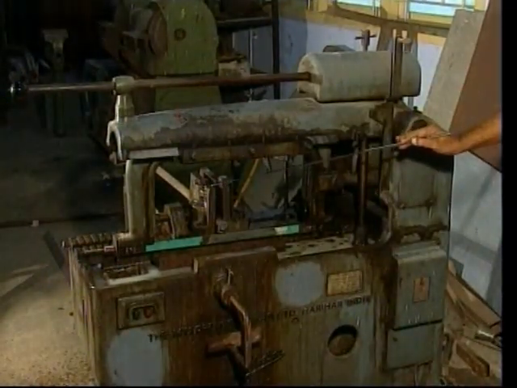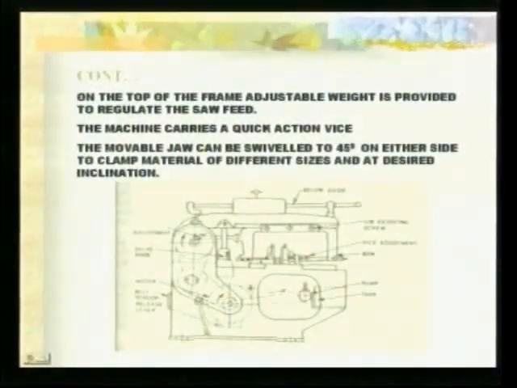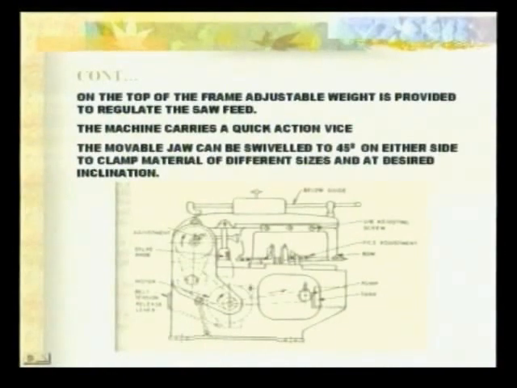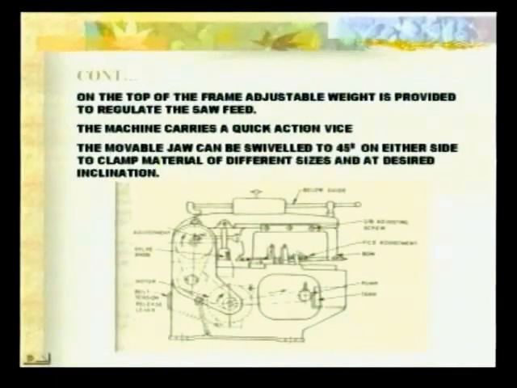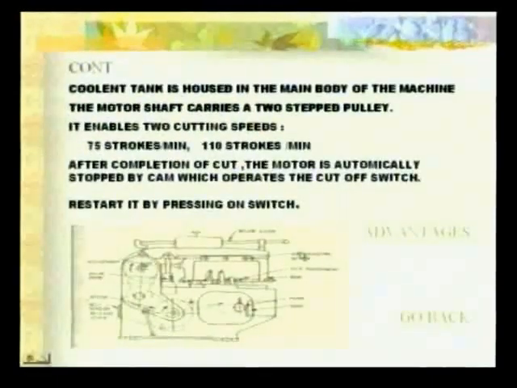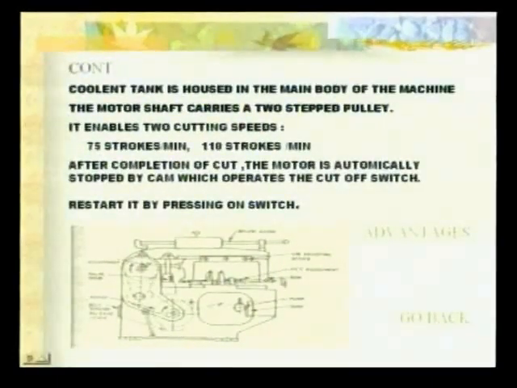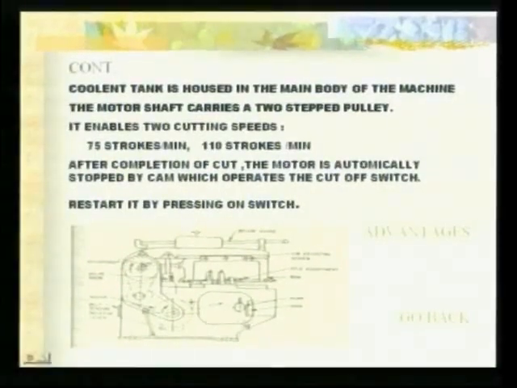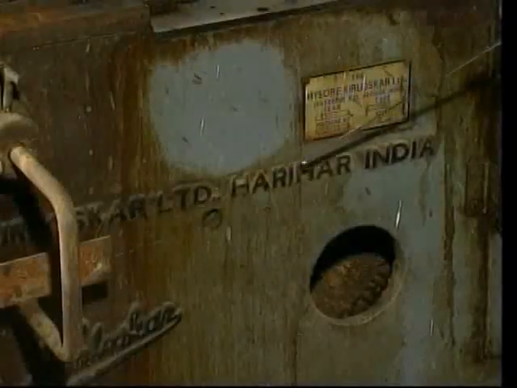The movable jaw can be swiveled to 45 degrees on either side to clamp material of different sizes and at desired inclination. The coolant tank is also housed in the main body of the machine. This is the coolant tank arrangement.